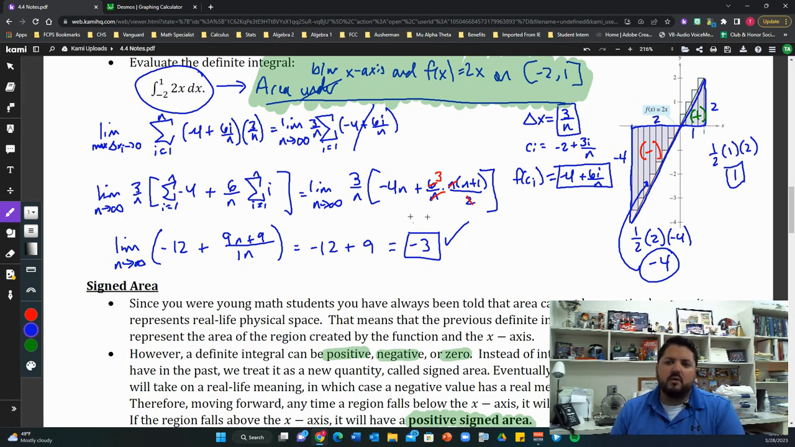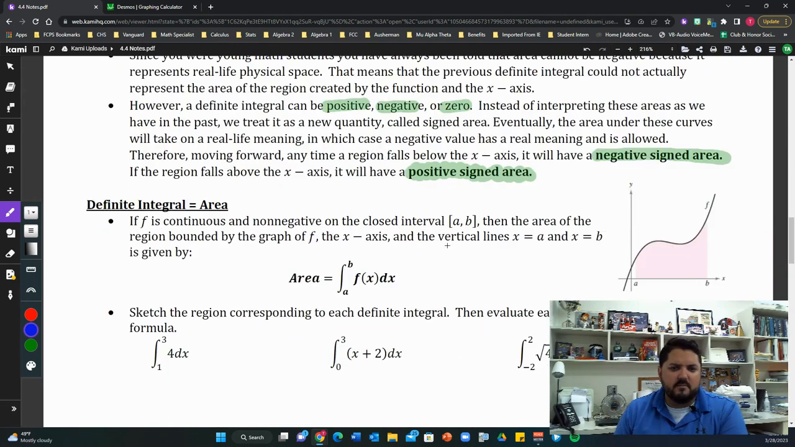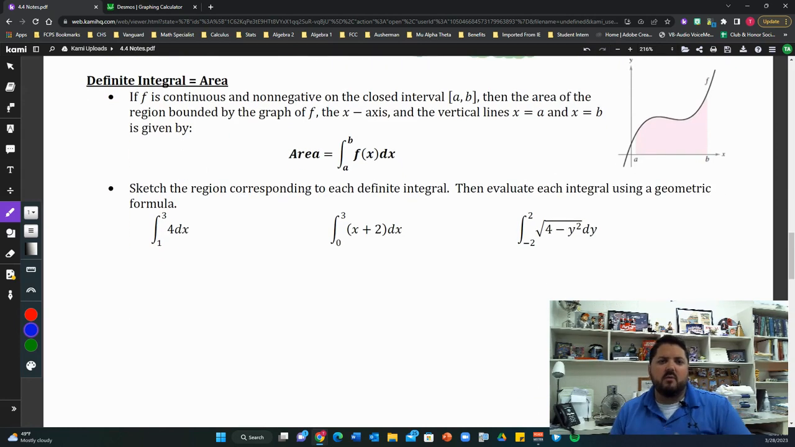So moving forward, any regions that sit below the x-axis have negative values. Any regions that sit above have positive values automatically. So that's the big takeaway here.